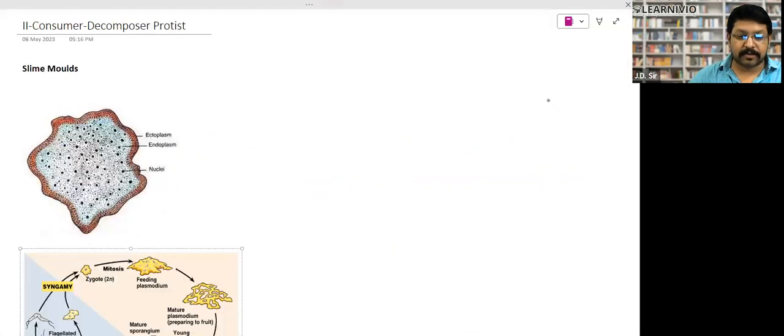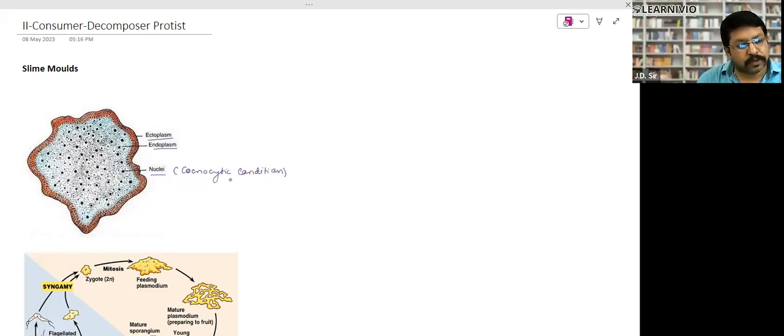Now come to the consumer-decomposer. They are a very simple kind of cell, called slime mold. They are very small organisms, and there are two kinds of protoplasm. The outer peripheral protoplasm is called ectoplasm, the inner protoplasm is endoplasm, and there are multiple nuclei, right? When a single organism has multiple nuclei, this condition is called coenocytic condition.